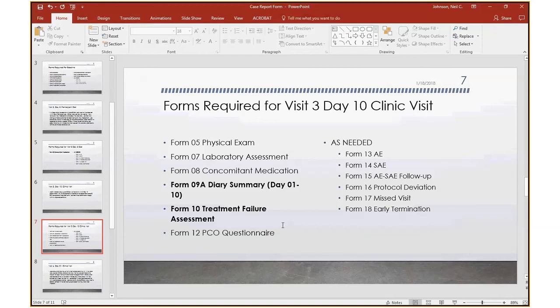Form 14, severe adverse events. Form 15, adverse events, severe adverse events follow-up. Form 16, protocol deviation. Form 17, missed visits. And Form 18, early termination. We'll be skipping physical exam, laboratory assessment, concomitant medication, and the PCO questionnaire because you already saw all those forms at baseline.